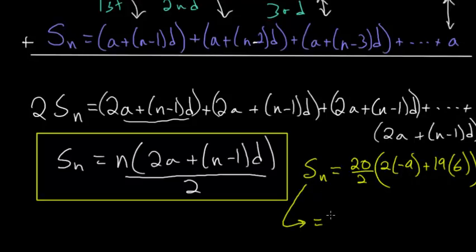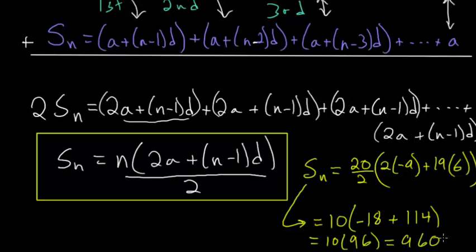Okay, now we just have to simplify this. So 20 divided by 2 is 10. 2 times -9 is -18, plus 19 times 6. 6 multiplied by 10 is 60, and 6 multiplied by 9 is 54. So 60 plus 54 is 114. And then -18 plus 114 would just be 96. And 10 times 96 is 960. So the sum of that arithmetic progression is simply 960.